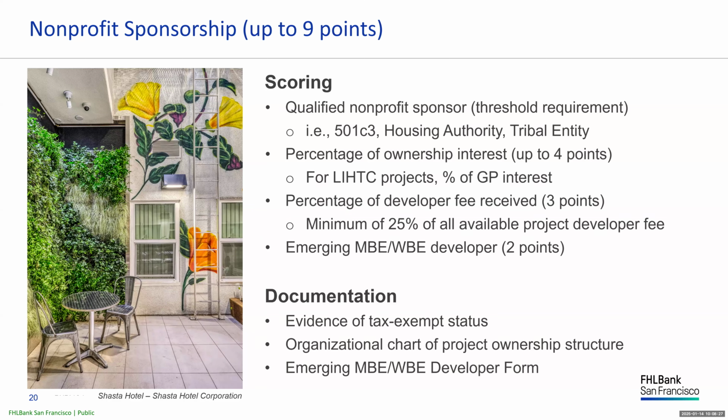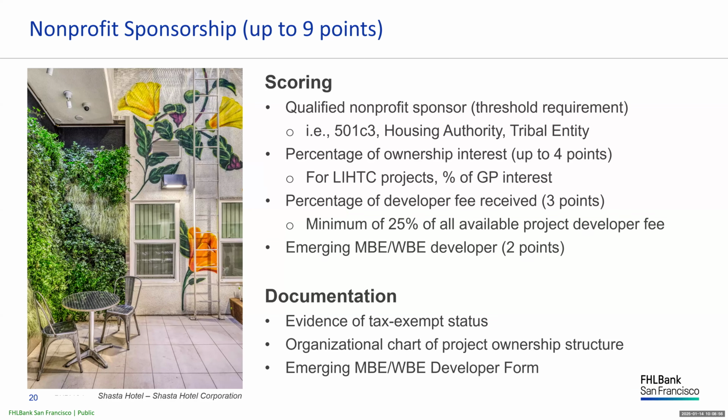A nonprofit GP with greater than 30% and less than or equal to 50% in ownership interest receives 2 points. If the nonprofit GP has less than or equal to 30% ownership interest, then 0 points are awarded. Be aware that points will not be awarded for commitments that are made contingent on the receipt of AHP funding. Only the ownership percentage that is in place as of the AHP application deadline counts.